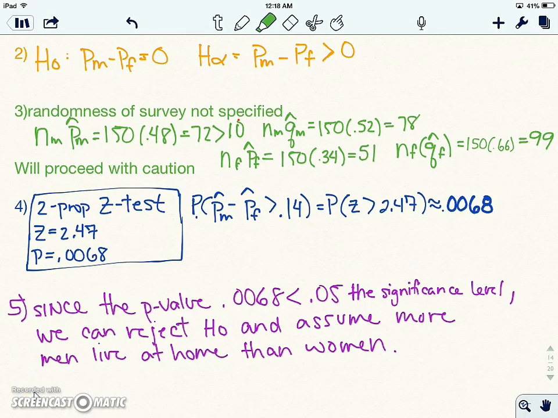Okay, anyway, I did the number of males times the proportion of males that live at home with their parents, and that was greater than 10. I also did the number of males times the failure proportion, or those males that did not live at home with their parents, and that gives us 78, which is greater than 10. I did the same thing for females, and all of those are greater than 10, and I should write in the greater than 10. I was just having an issue with my pen. So our normality condition is okay, but our randomness is not, so again we will proceed with caution.